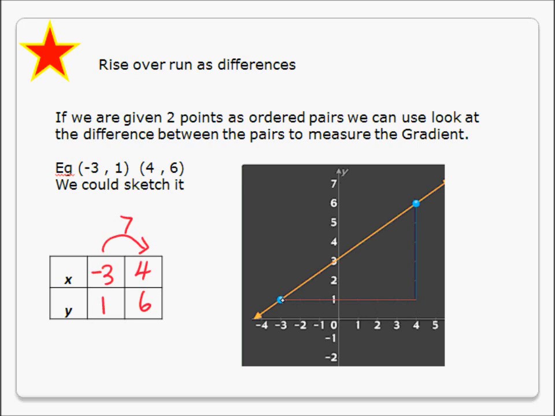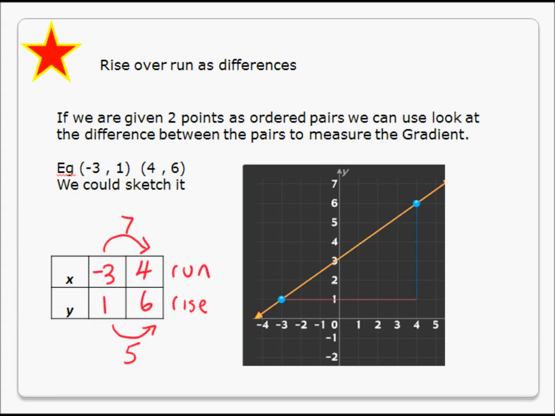That red line has gone from the point on the left to the point up on the right. It's gone across 7 places. This bottom number here is 5. It's actually gone up 5 places. So the bottom number here is actually giving me an indication of the rise, and the top number is giving me an indication of the run. Alright, so now that I have my rise and my run, I can actually work out the gradient.